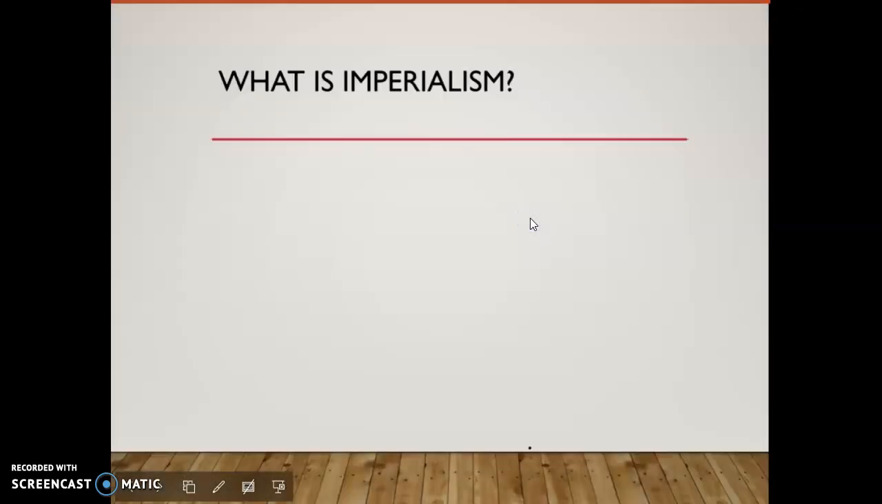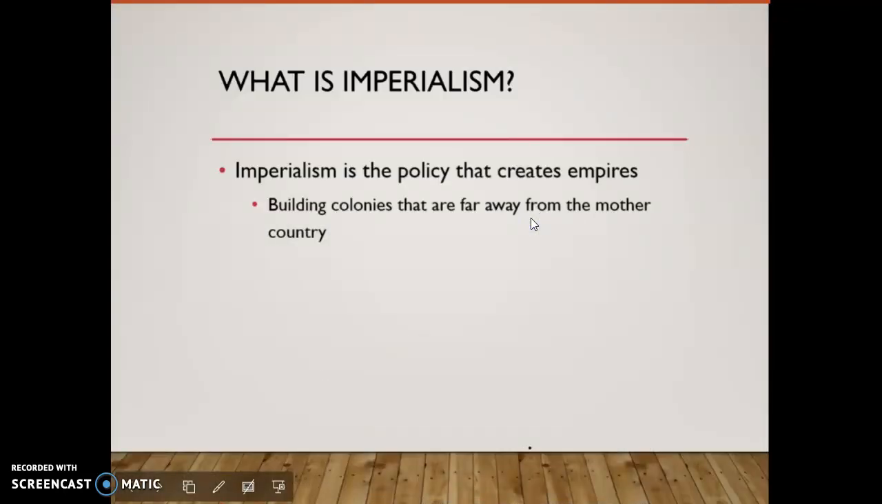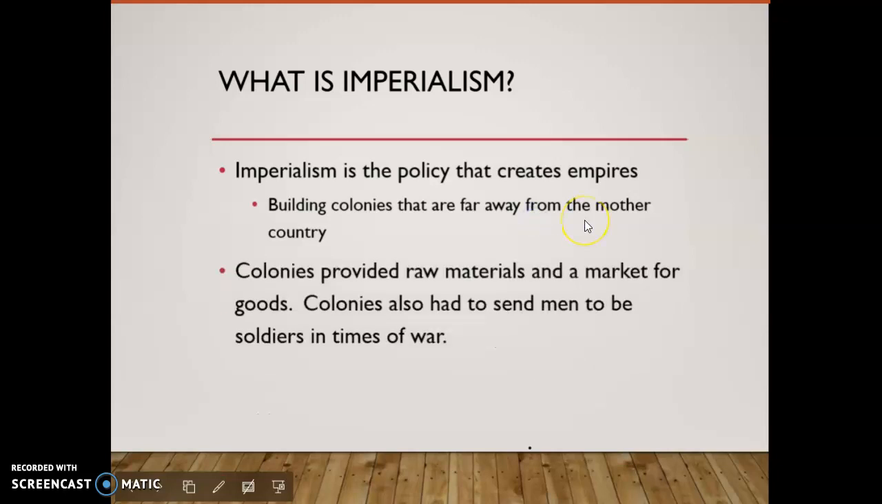Imperialism. So what is imperialism? Well, very simply, it's the making of empires. Building colonies far away from the mother country. Why do you want a colony? To provide raw materials. The colony will be a market for goods, so you can sell all your stuff there. And also, in times of war, the colonies had to send men to be soldiers.